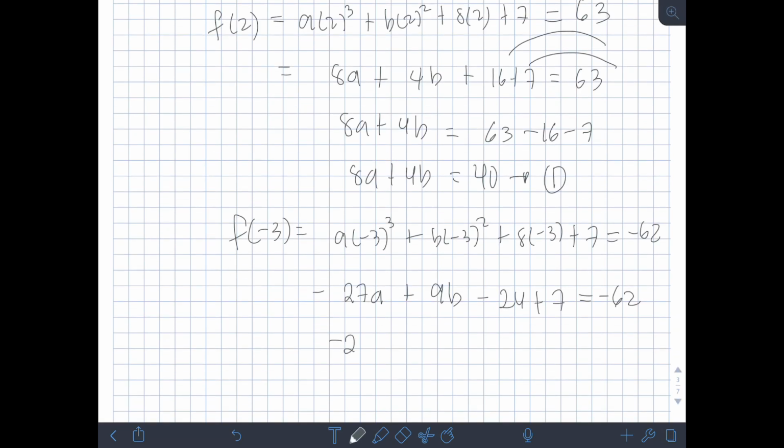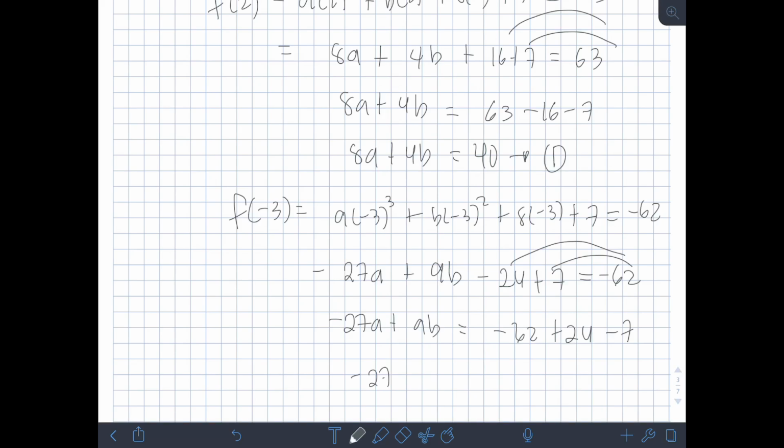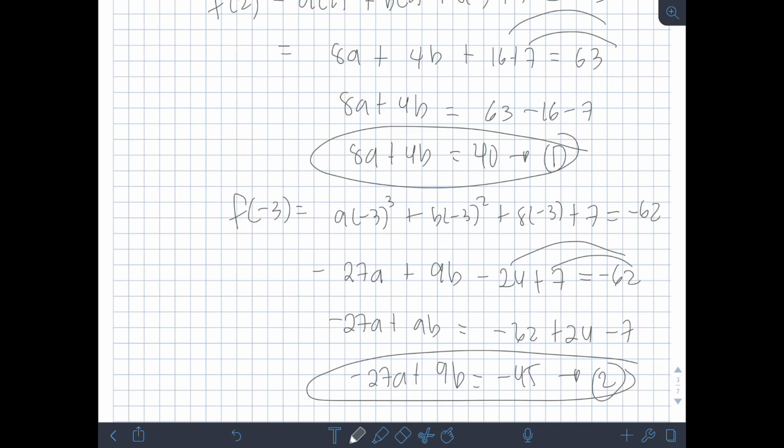Okay, so we have negative 27a plus 9b minus 24 plus 7 equals negative 62. So we have negative 27a plus 9b is equal to negative 62 transpose plus 24 minus 7. So we have negative 27a plus 9b is equal to negative 62 plus 24 minus 7, negative 45. So equation 2. So solve natin itong systems of equation in terms of a at b.